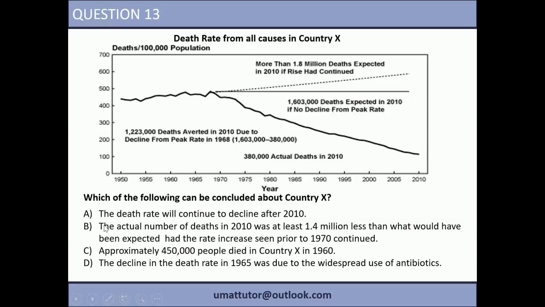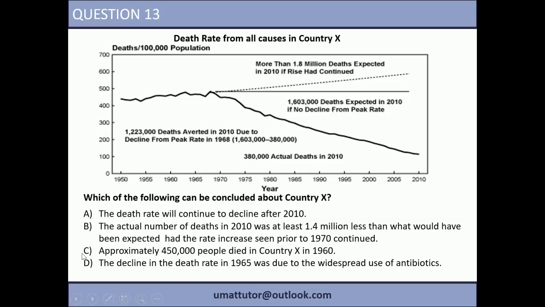Option B, the actual number of deaths in 2010, which is, as you can see here, 380,000, was at least 1.4 million less than what we would expect had the rate increase seen prior to 1970 continued. So we're dealing there with the dotted line, because we're dealing with the rate increase extrapolated after that point, till 2010. That's the dotted line there. And as we can see, we can expect more than 1.8 million deaths in 2010 had this rate continued. So the difference between 1.8 million and the 380,000 who actually died is a bit over 1.4 million. So at this point, option B is looking pretty good. That all seems to check out.